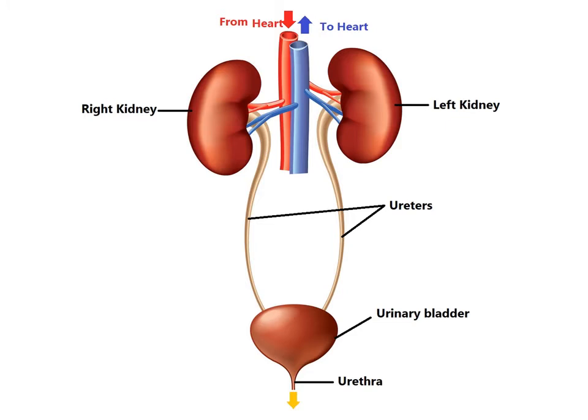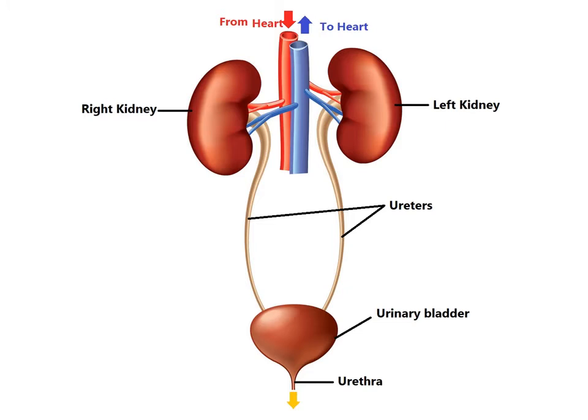First of all, the kidneys. The kidneys are the most important organs in the urinary system. If there are no kidneys, there is no urinary system. So the main job of the urinary system happens in the 2 kidneys. So it's the most important organ.